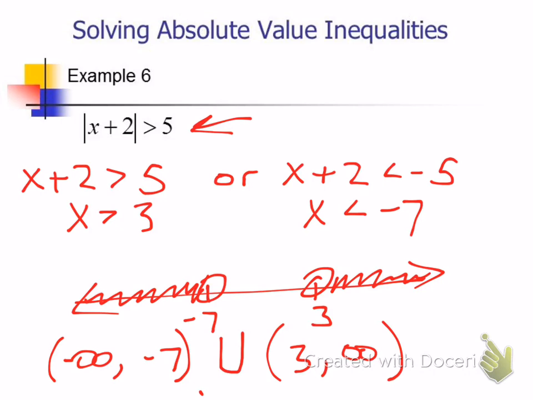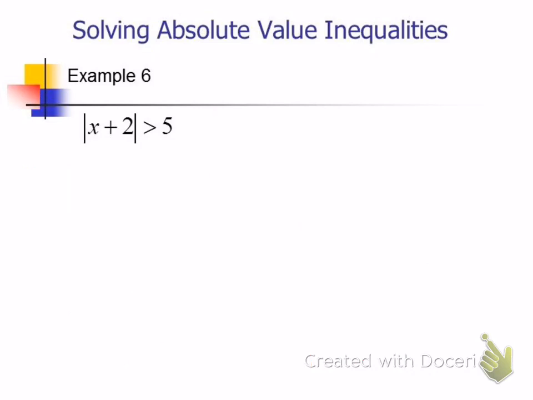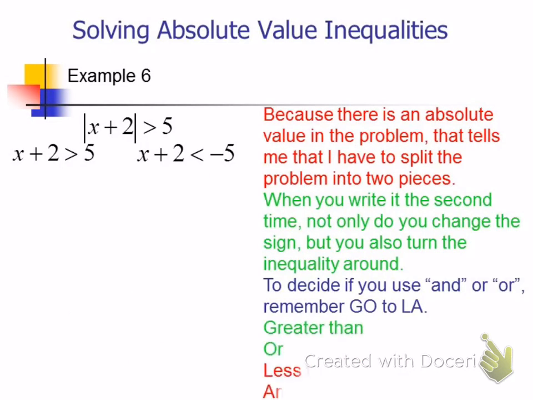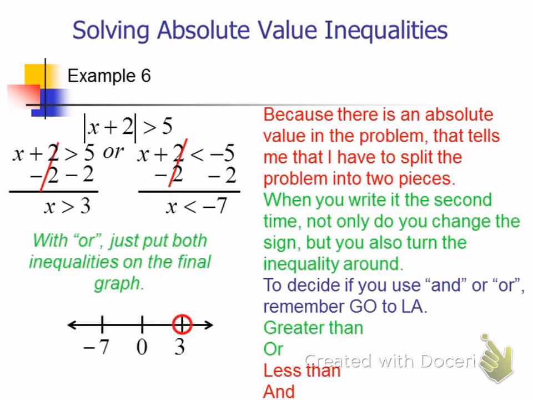Yes, Chase? If that was an and problem, would it be parentheses negative 7, comma, 3 parentheses? Yeah, if we shaded in between those, it would just be negative 7, comma, 3, parentheses on the outsides because of the open circles. All right? It's easy enough, right? You got to remember what we're dealing with here is a distance problem. Okay? So let's have a look at the next one.